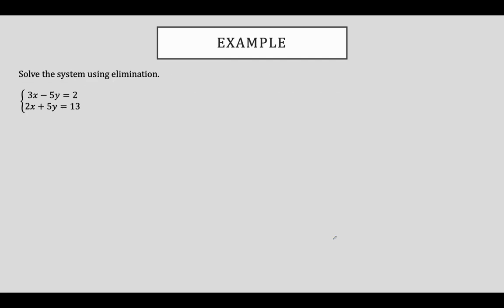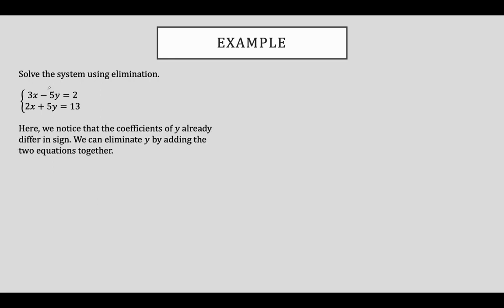Solve the system using elimination. Here we have 3x minus 5y is equal to 2, and 2x plus 5y is equal to 13. Now, there are two reasons why this particular problem is a good candidate for the elimination technique. One, we notice that the coefficients of y already differ in sign. In the first equation, I have minus 5y. In the second equation, I have plus 5y. If we add those two equations together, the y values are going to be eliminated already. That's reason one why elimination is a good option.